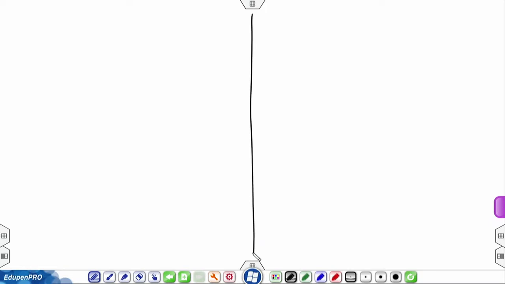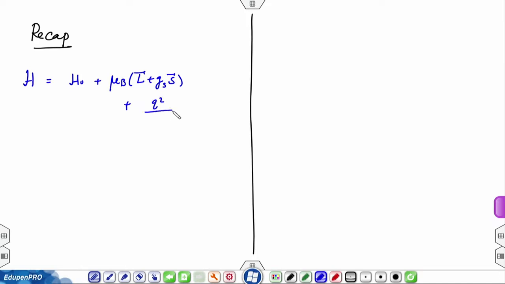What I did in lecture 49, I will just recap, is that I wrote the Hamiltonian for an atom in the magnetic field, and this came out to be H 0 plus Bohr magneton (L plus G spin S) plus Q square over 2m A(r_i) square summed over i, where H 0 is the spherically symmetric effective Hamiltonian for the atom.